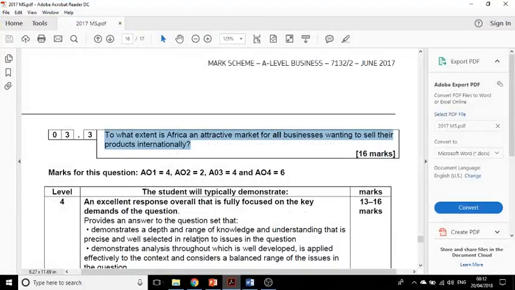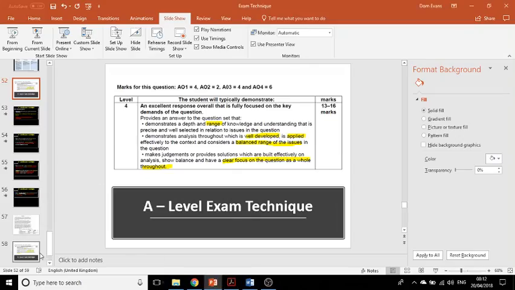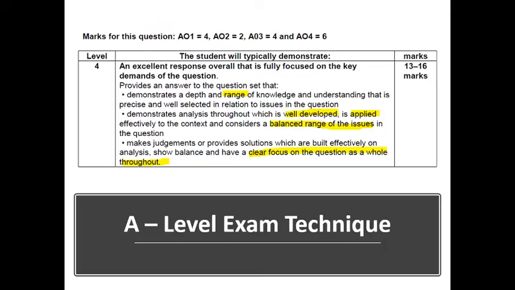The examiner says it fulfills these criteria of a depth and range of knowledge and understanding, analysis throughout, considering a balanced range of issues with a clear focus on the question, has a judgment, providing solutions, and has some balance in their conclusion. So this answer adheres to all of these and achieved top marks.